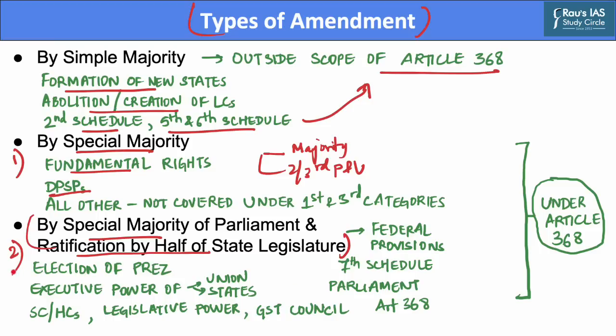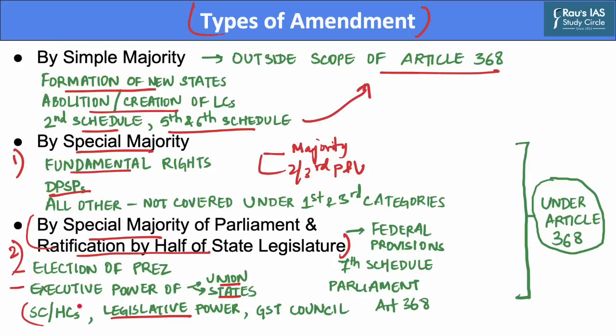The first is election of the President and its manner. The second is extent of executive power of the Union and states. Also, distribution of legislative powers between the Union and states can be amended by this provision.